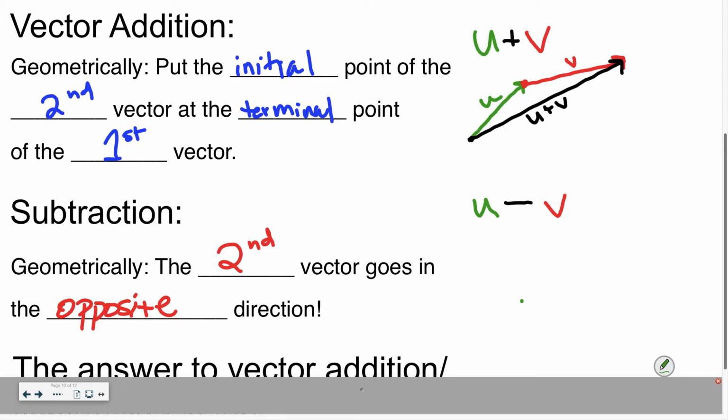Okay, so if we had u and we were subtracting v, it's essentially the same as adding the negative vector, just like what we talked about when you first learned how to subtract. And you would still connect those together. Like I said, the actual addition and subtraction is not going to be the hard part, but I want you to understand what the picture is going to look like.